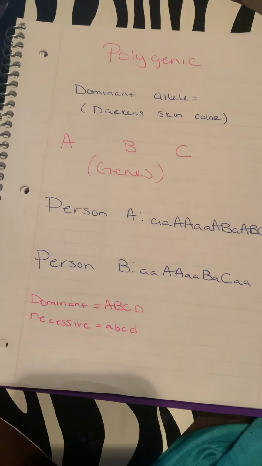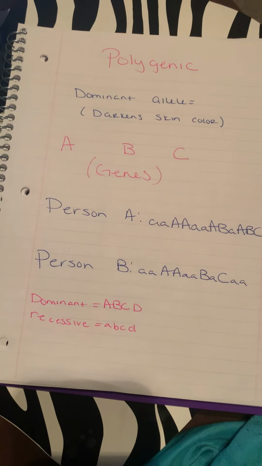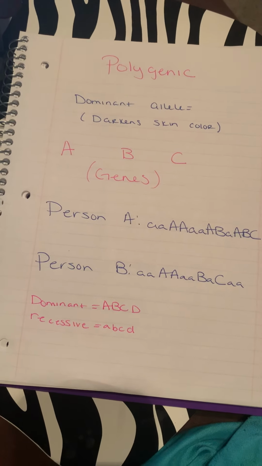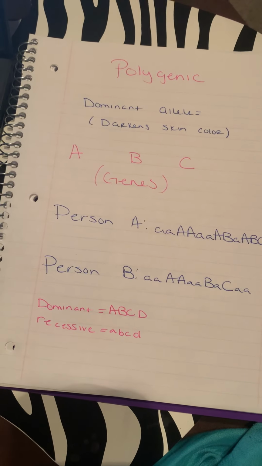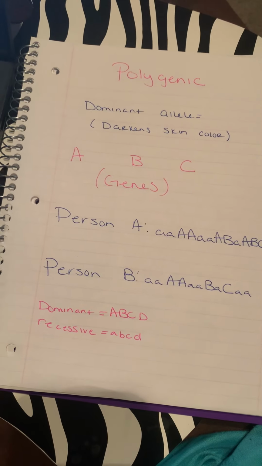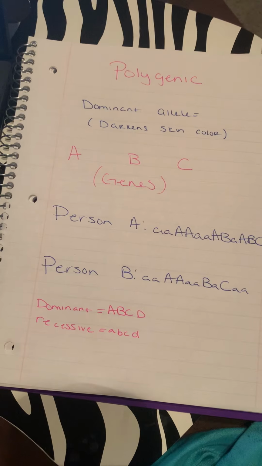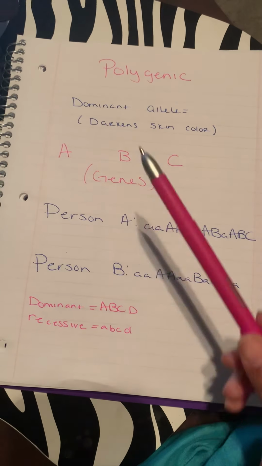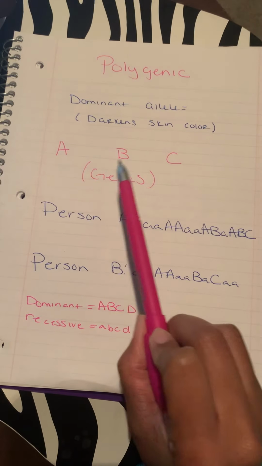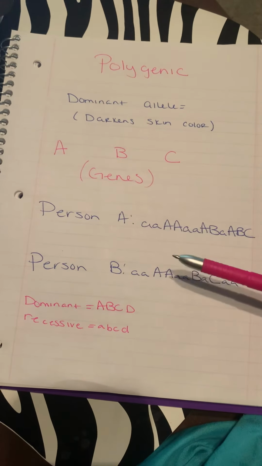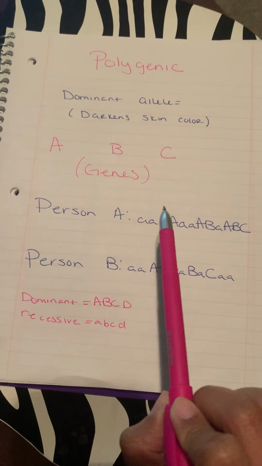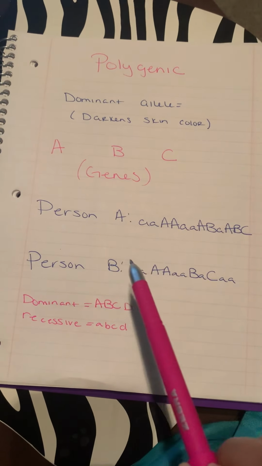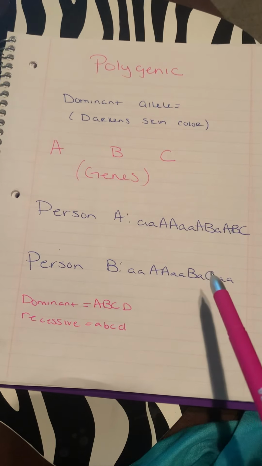So it says skin color in humans is determined by a polygenic inheritance system, possibly involving as many as 9 different genes. For simplicity, we will only be using the genes A, B, and C. So I wrote out the genes that we'll be using today, A, B, and C, right? And then on the screen, it shows you the genotype for person A and for person B, right?